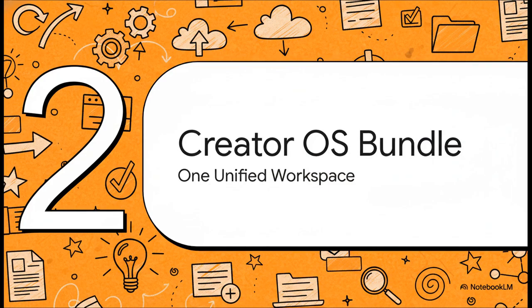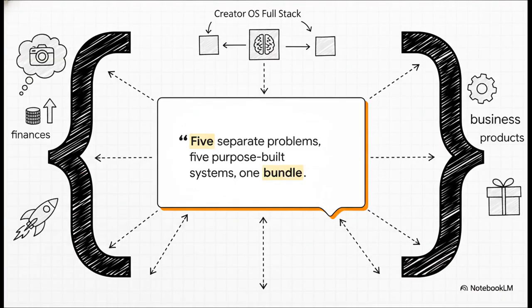Which brings us to Section 2. Let's introduce the ultimate fix for this, the Creator OS bundle, which is one unified workspace. Just imagine trading all that daily panic for one single workspace where everything feeds perfectly into everything else. The source material sums up this philosophy so beautifully. It says: content, business, finances, launches, and products, 5 separate problems, 5 purpose-built systems, 1 bundle. And that's the Creator OS full stack in a nutshell.